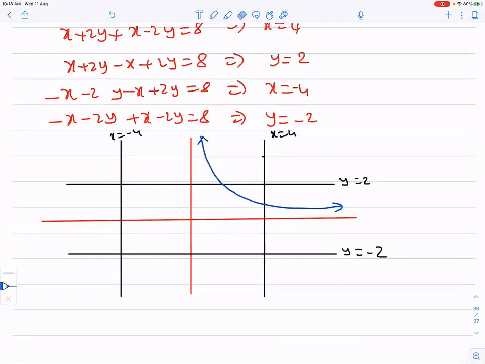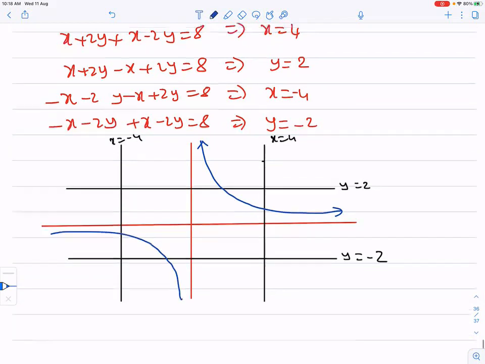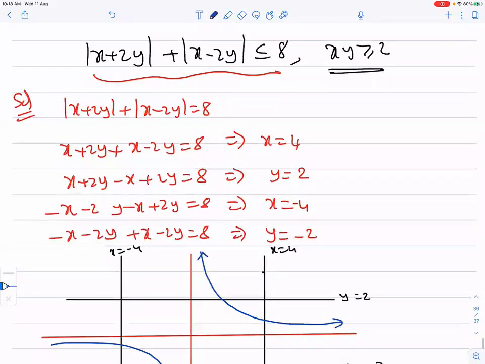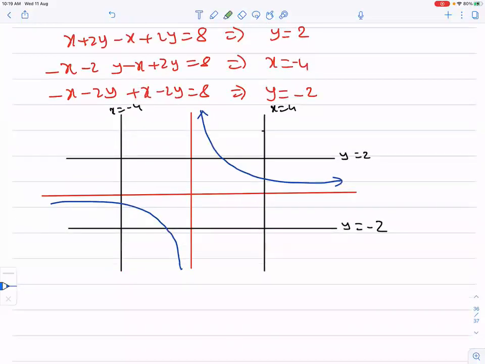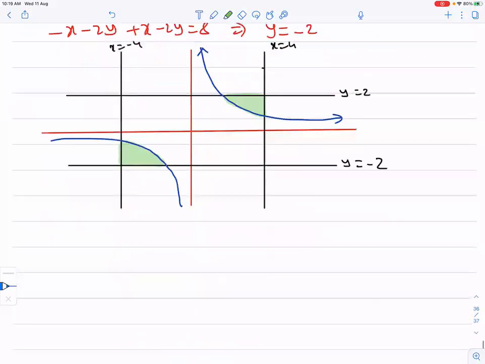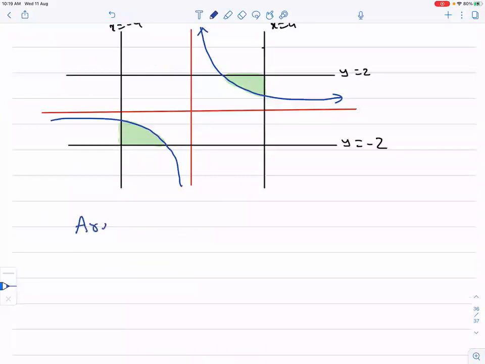Sorry, mistake. This is going to be the rectangular hyperbola like this. Now, the area between them is what we are interested in, or the signs also are like that. Inside the rectangle, outside the rectangular hyperbola. So, the region is this region plus this region, and both are symmetric, we know. So, how do we calculate the area?